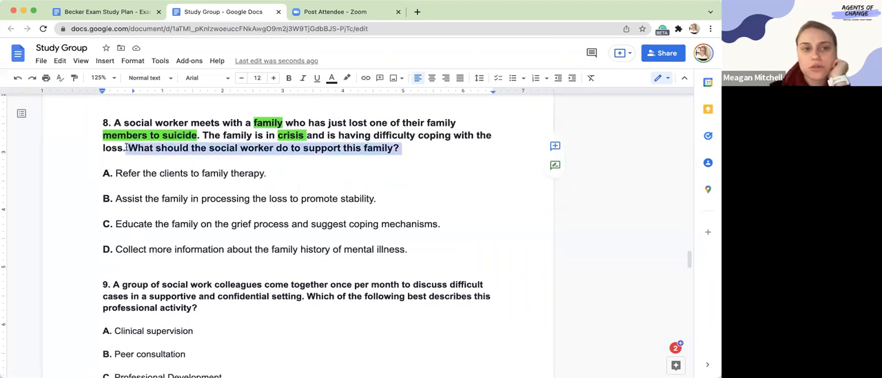So what should the social worker do to support this family that's in crisis? Refer the clients to family therapy. Assist the family in processing the loss to promote stability. Educate the family on the grief process and suggest coping mechanisms. Or collect more information about the family history of mental illness. What would be most supportive and why at this time? They're in crisis, experiencing a loss. You also need to know a little bit about the grief process here. Trauma might be something to think about here.